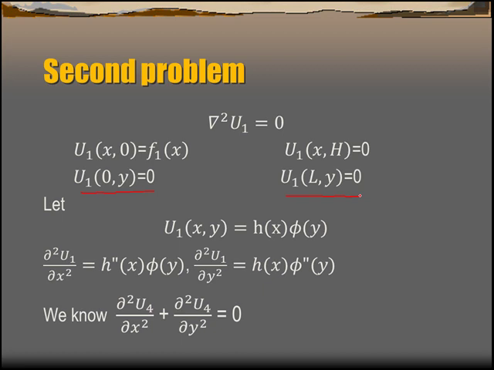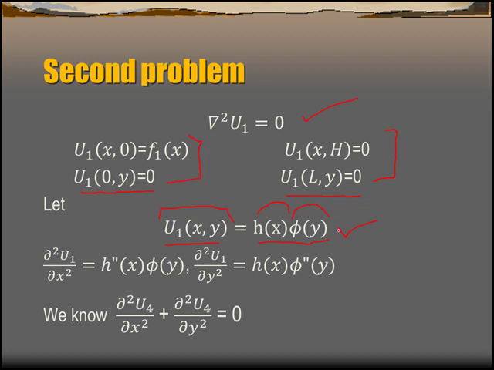So for its solution also, we have to utilize the technique of separation of variables. We will assume that the solution of the problem exists and the solution can be written in the form of a product of two functions: a function of x, which we represent by h of x, and a function of y, which we represent by phi of y. So using this estimate, we will try to find some analytical shape of u1 which satisfies this partial differential equation and all those boundary conditions.